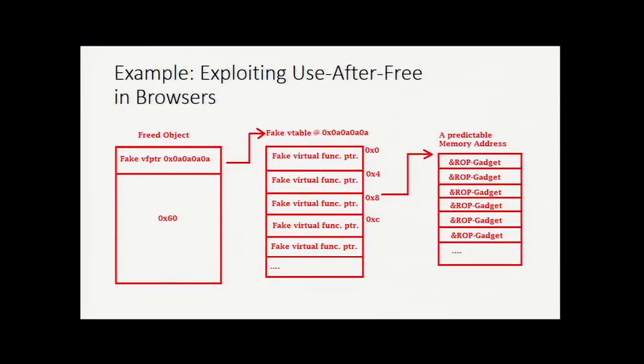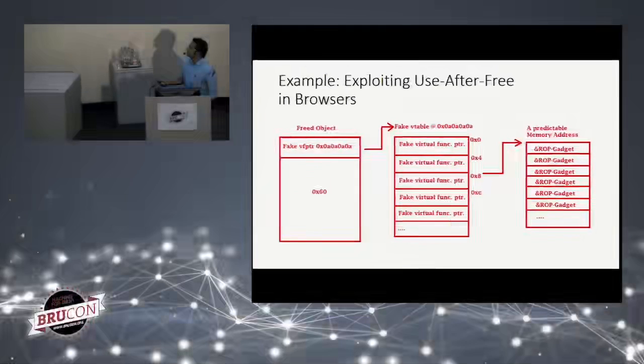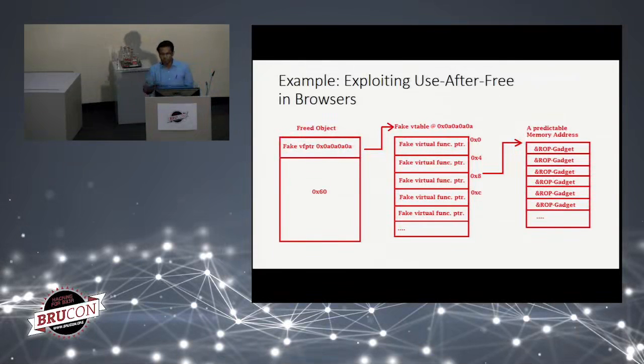So what the attacker will do here, this is the freed object. The attacker will create a fake object at the same place where the object was freed, and it will have a fake virtual function table address. The virtual function table address will point to a predictable memory location where the shellcode or ROP chains are present. In this way, the control flow gets hijacked when the attacker exploits a use-after-free vulnerability in the browser.